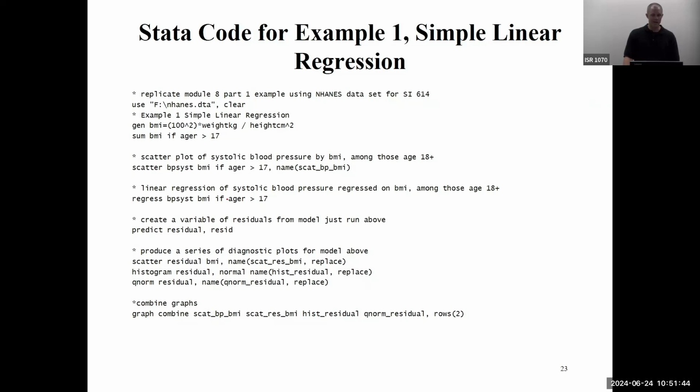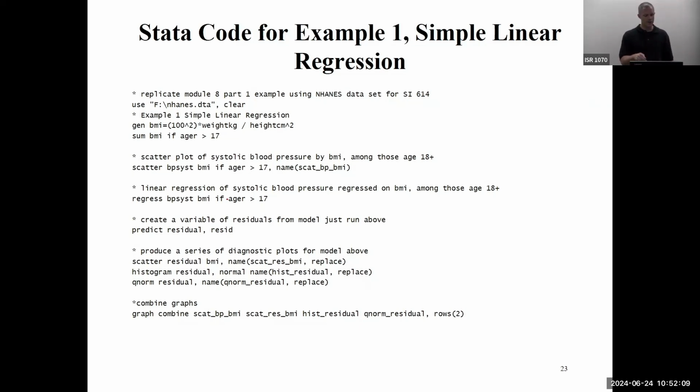Okay, so given those residuals, I can then produce a series of diagnostic plots, as I was saying earlier, for the model that we looked at here. So that first scatter command plots the residuals on the y-axis against BMI on the x-axis. So residuals against predictor. See if we have a nonlinear relationship. See if there's evidence of non-constant variance, okay, and so forth.